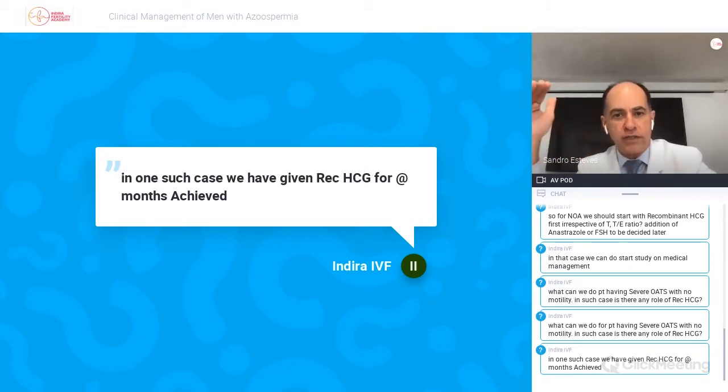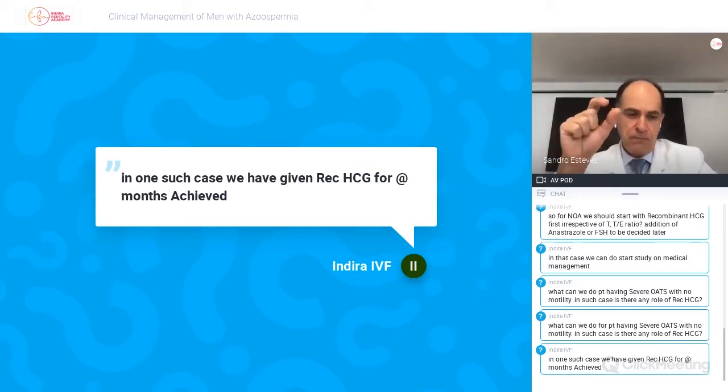So every time you give HCG, start with low dosages. Do not go beyond the ceiling level of 800. Try to stay around 600. You can titrate the dosage accordingly, and stay a little bit away from 800.